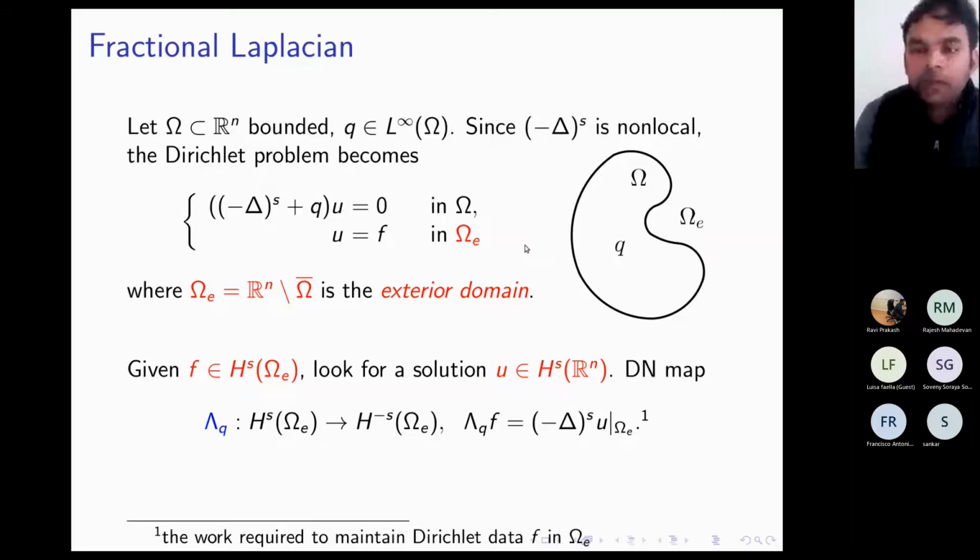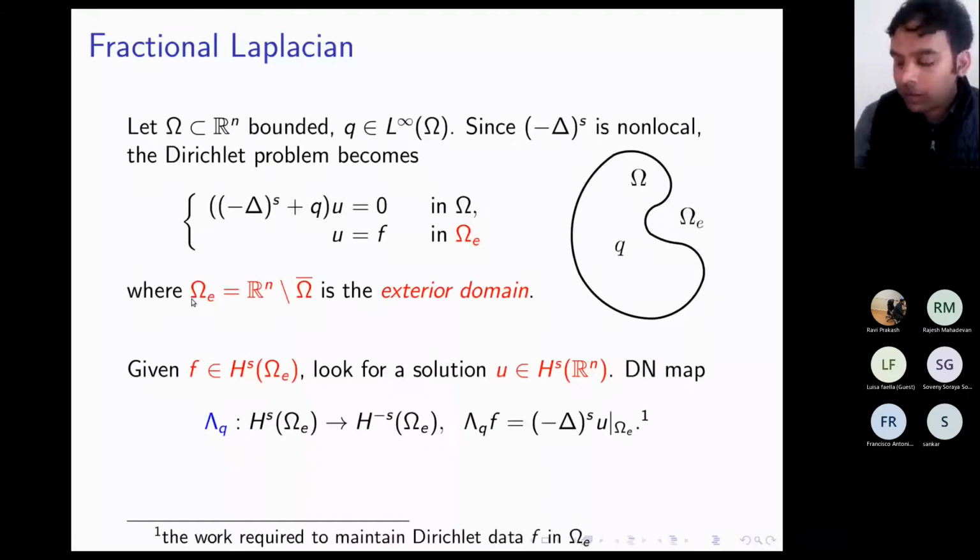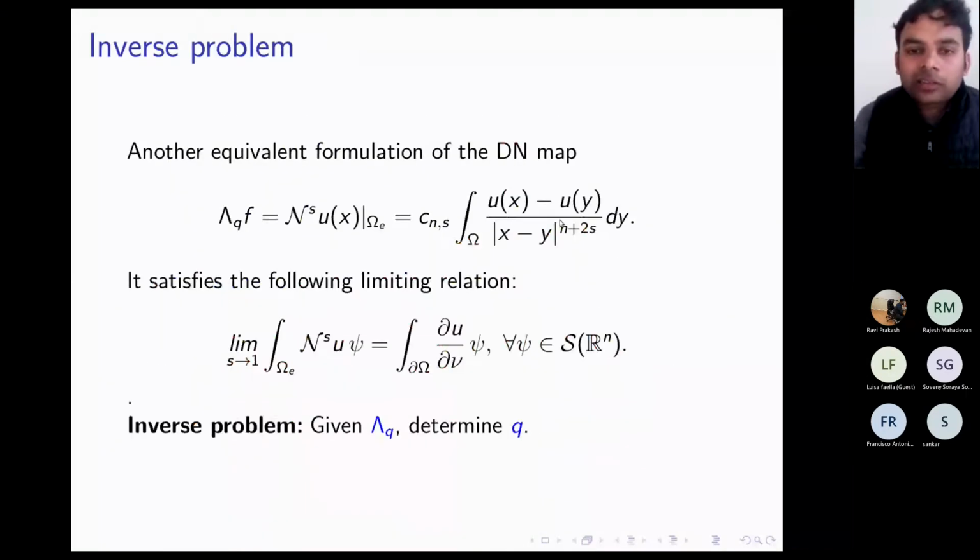So I just want to mention that from the information about this lambda q, of course, the goal is to recover q, which is defined in omega. I just want to give you one perspective: this is my non-local Neumann derivative, as you can see. This is defined in omega e, where omega e represents the exterior domain, Rn minus omega bar. And this is the kind of integral you have in the physical space. It has no singularity, as you can see, since x is in omega e and y is in omega.